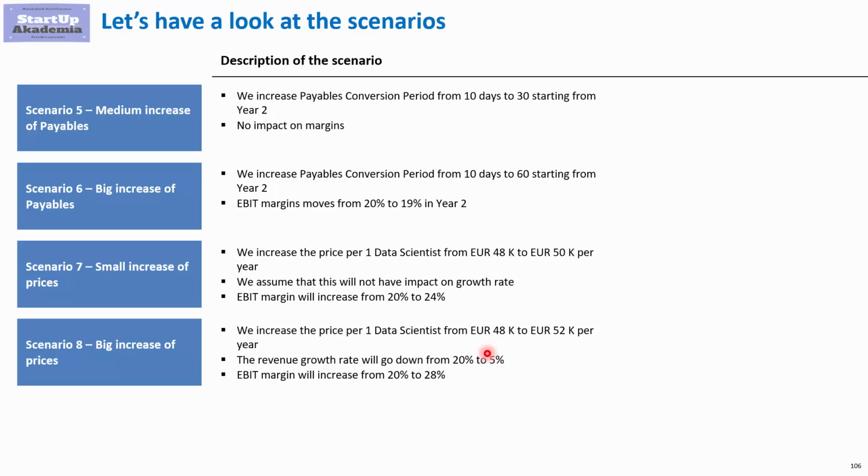Let's go to the next lecture where I will show you the data set that you should use to solve this case study. We're going to start with the first 4 scenarios where we will be mainly playing with the receivables. And later on, we're going to discuss the next 4 scenarios.